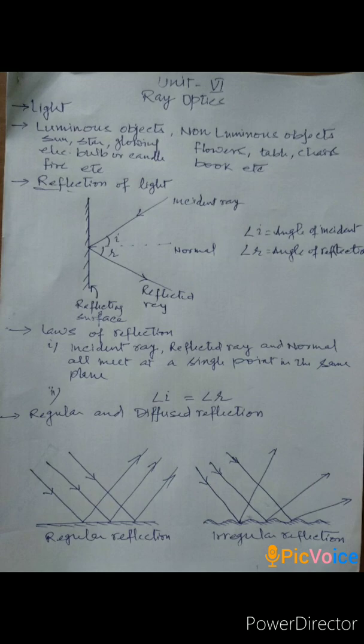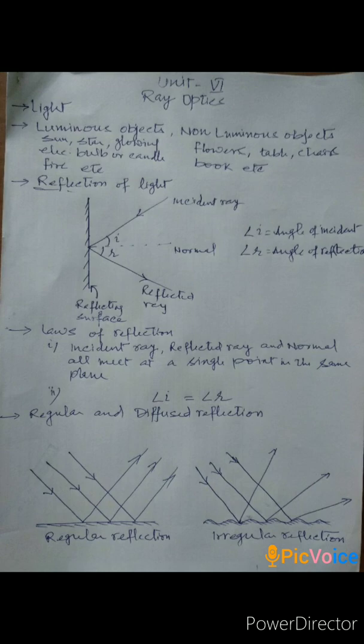The ray which is coming towards the mirror is called the incident ray, and the light ray which is going away after reflection is called the reflected ray. Here there is a dotted line called the normal, and the angle between the normal and the incident ray is called the angle of incidence, that is angle I, and angle R is the angle of reflection, the angle between the normal and the reflected ray.